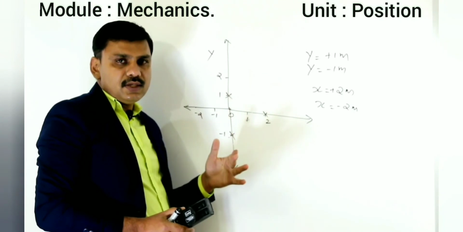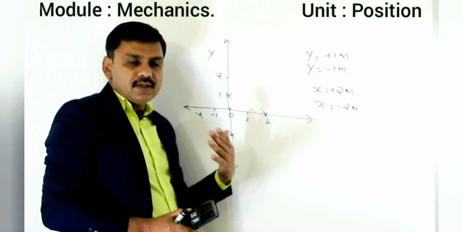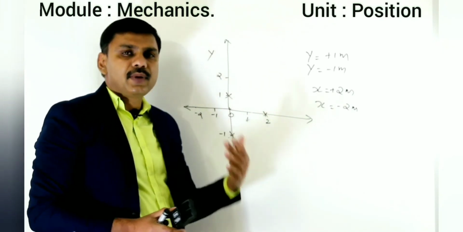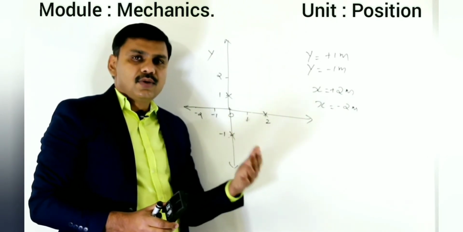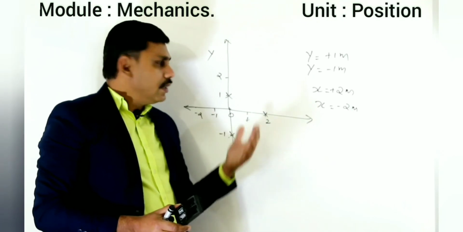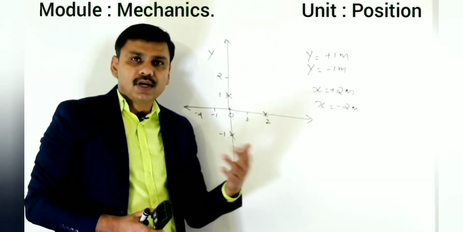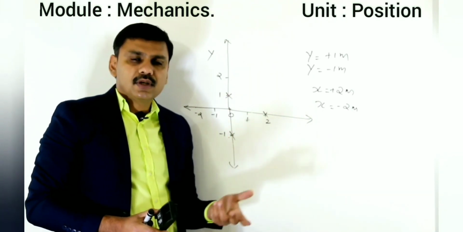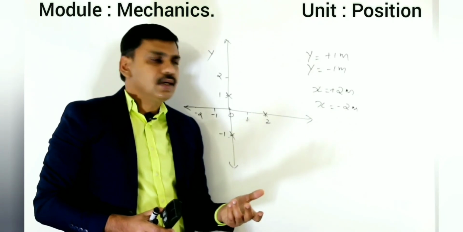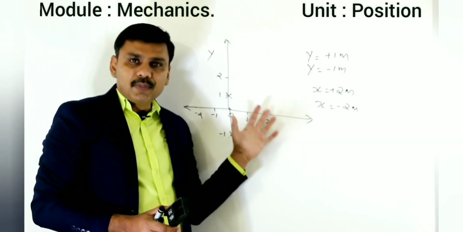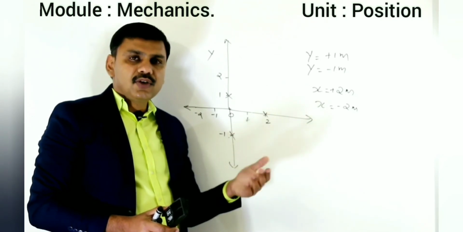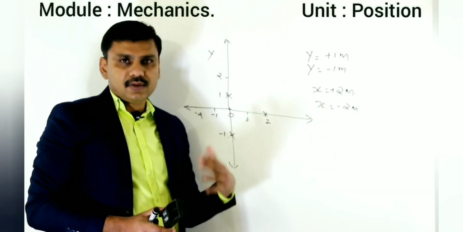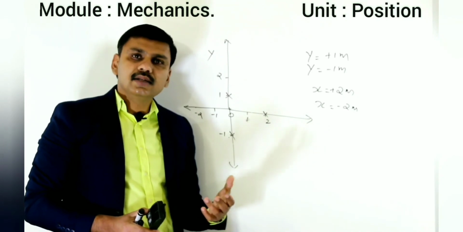So in this unit, you are studying what a frame of reference is, how you can explain motion and rest of an object, then different types of motion: one-dimensional, two-dimensional, and three-dimensional motion, and how you will represent the position of an object, and what the meaning of plus and minus is. So these are the things we are studying in this unit.